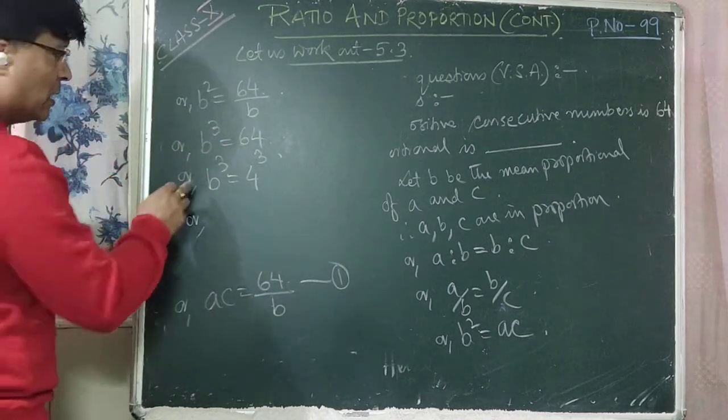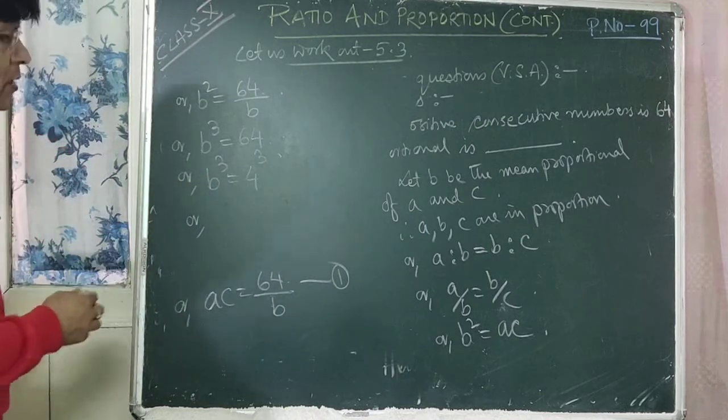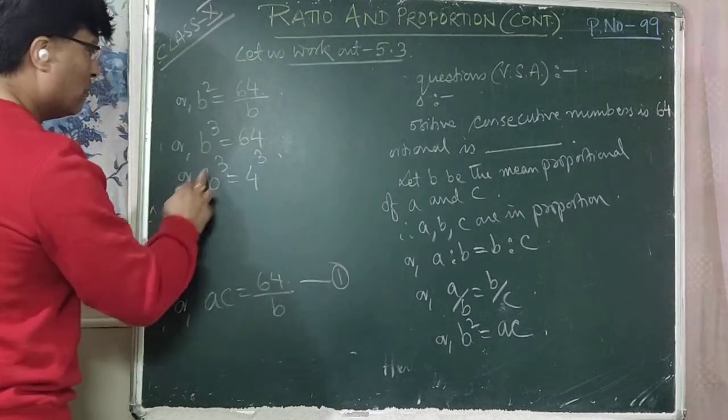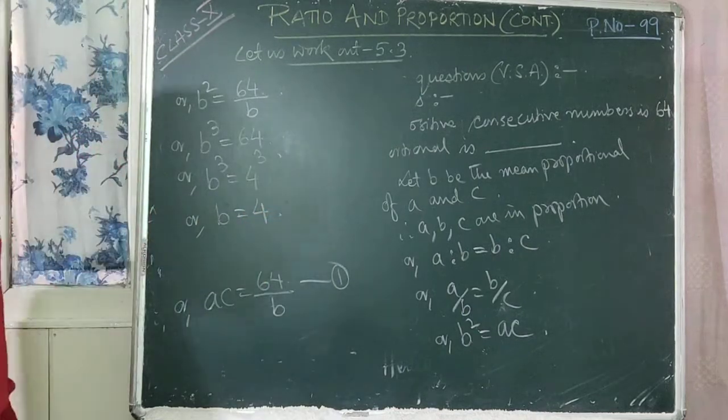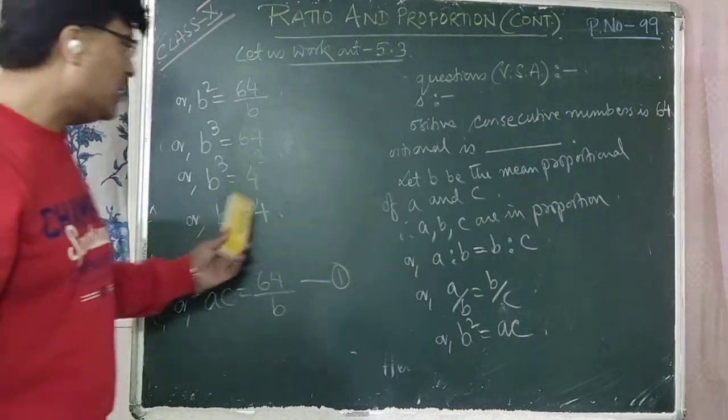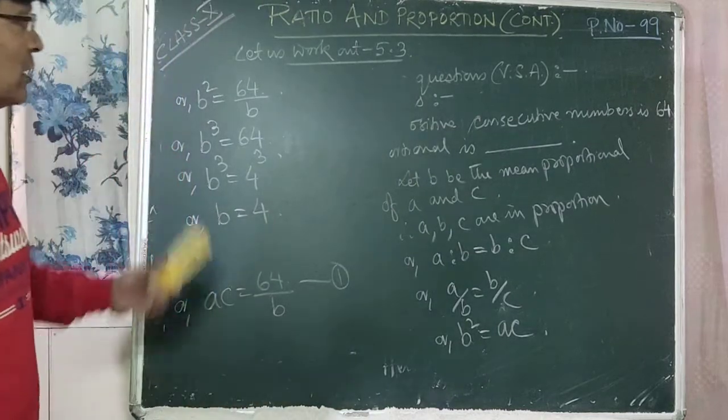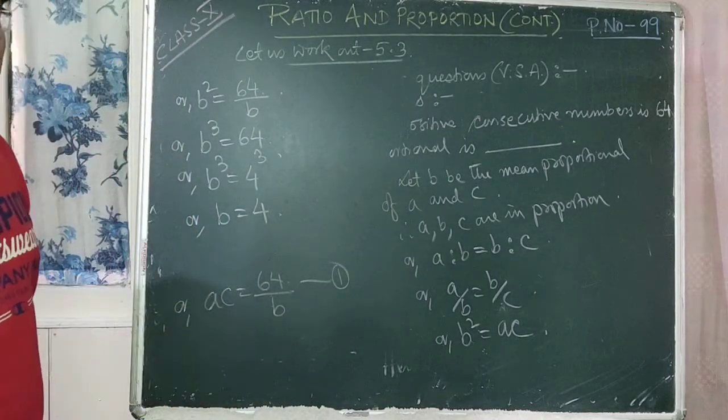You know the laws of indices. If the powers are equal, bases must be equal. That means B is equal to 4. So B is the mean proportional, isn't it? So what is the mean proportional here?